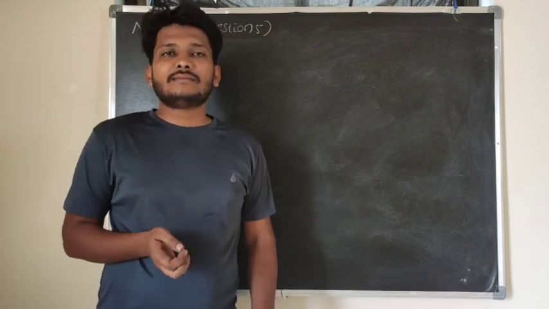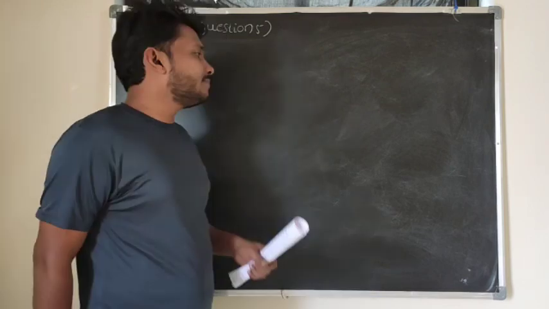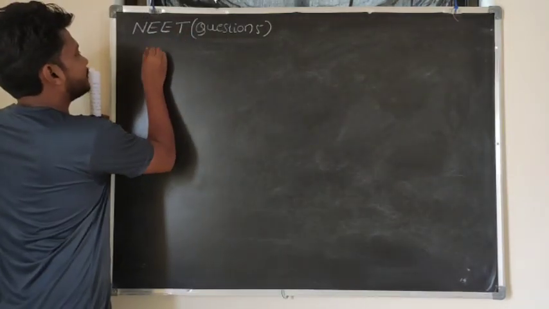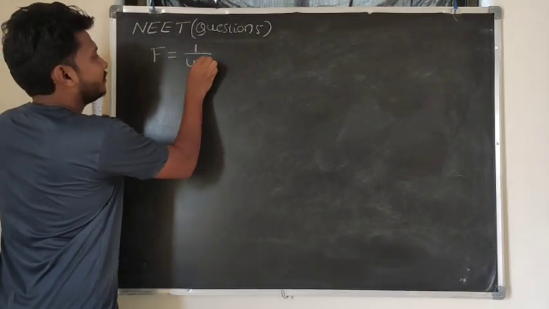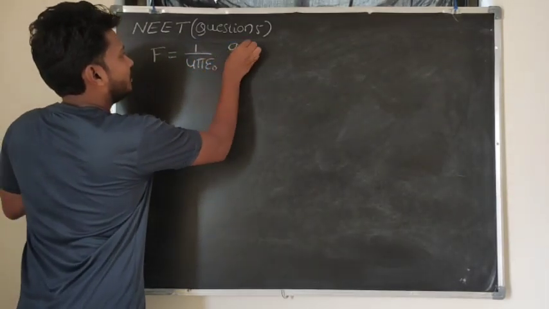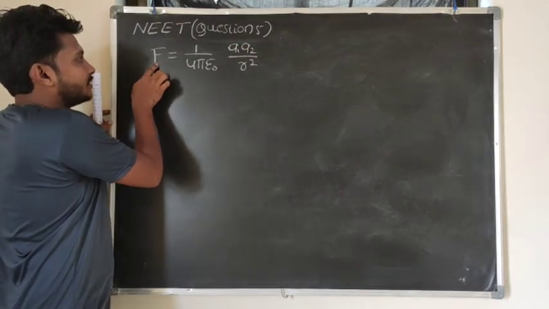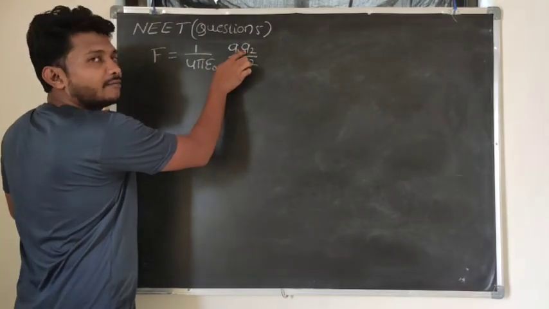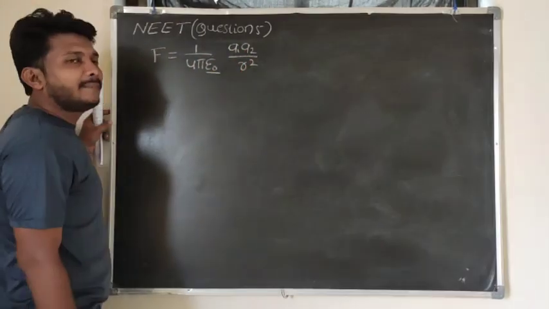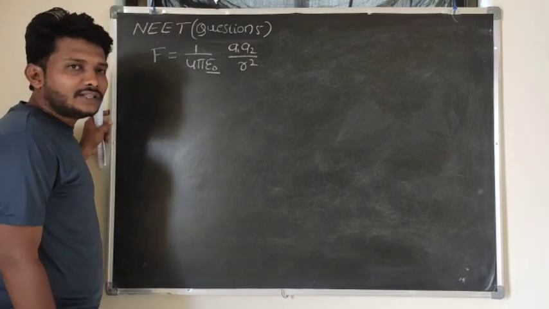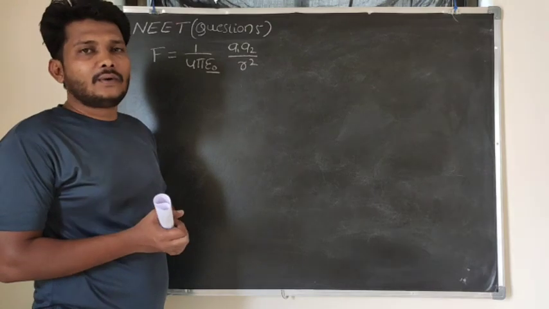So related to Coulomb's law, it gives the force between static charges. What are the factors that force depends on? F is equal to 1 by 4 pi epsilon naught Q1 into Q2 by R square. So the force between static charges depends on the product of the magnitude of the charges as well as the distance between the charges, and it depends upon the medium between the charged particles. So this is the theoretical information related to Coulomb's law.